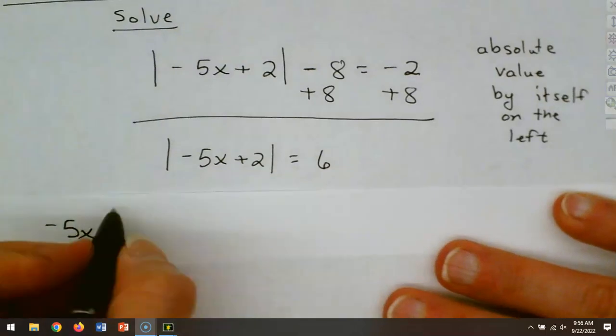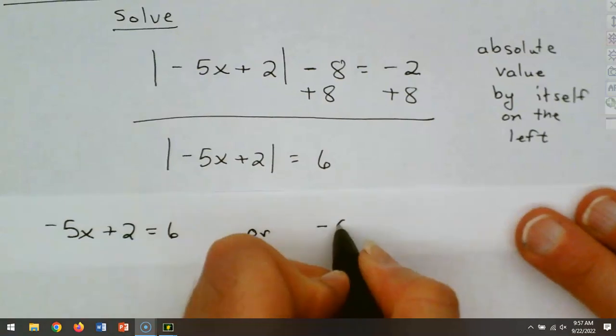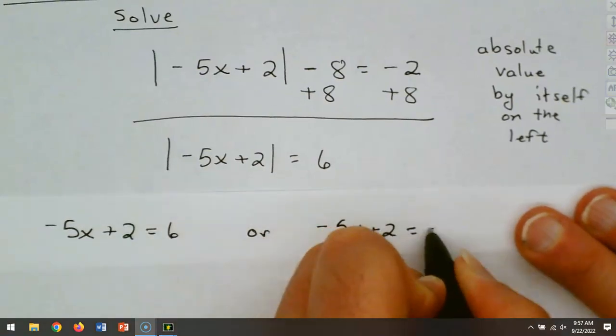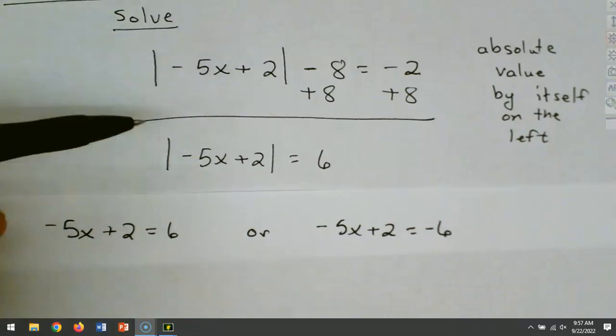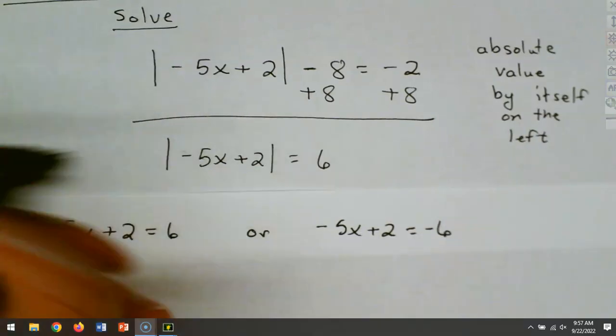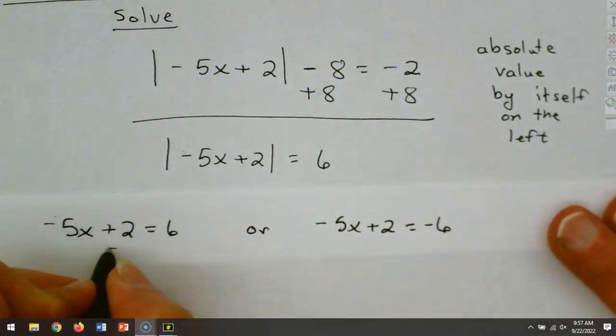Well, they are minus 5x plus 2 equals 6, or minus 5x plus 2 equals now a negative 6. So we get a positive case, and we get a negative one. Did I change the sign of that 5x in the absolute value? No. This stayed negative. A lot of times I see students make mistakes because they think absolute value makes everything positive, and that does not work. Separate it out, get the two equations, and now you simply solve each one.